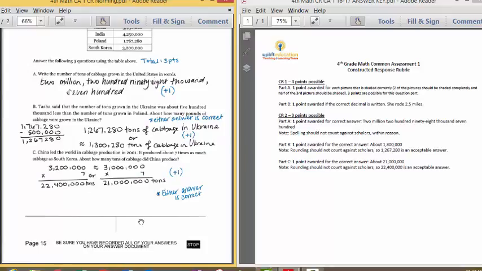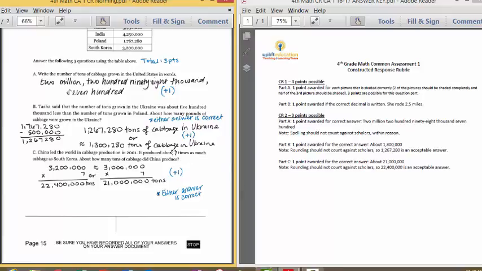Part C is where you can really begin to tell if scholars are understanding multiples of tens, hundreds, thousands, 10,000s, and what should happen with these additional zeros in a number. Well, they should be multiplying. They may choose to multiply a rounded answer of 3 million, or they may use the full answer of 3,200,000. You should award 1 point for the correct answer of about 21 million tons.